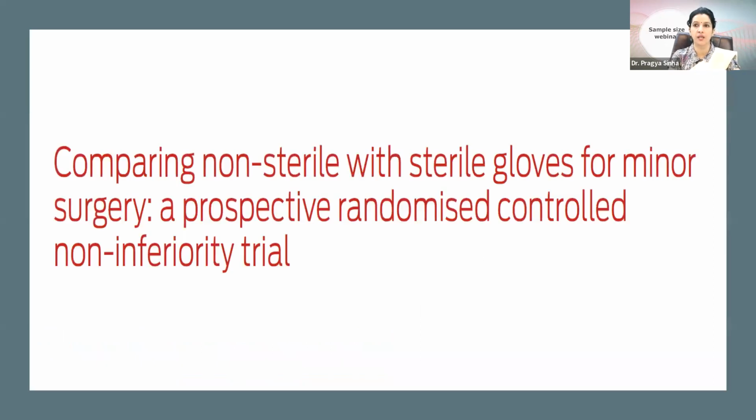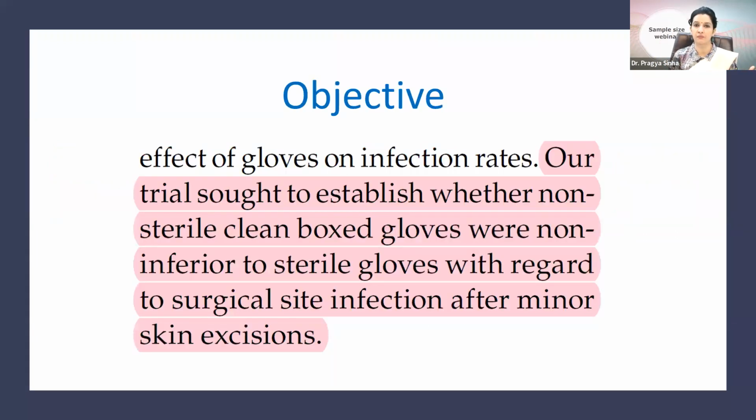So this is one example comparing non-sterile with sterile gloves for minor surgery, a prospective randomized controlled non-inferiority trial. So they are using two interventions. The control group is having sterile gloves, whereas the treatment group has the non-sterile glove for minor surgery. So again, if the infection rate is not that much, then you can propose the non-sterile, because getting the sterile gloves involves a lot of other administrative issues.